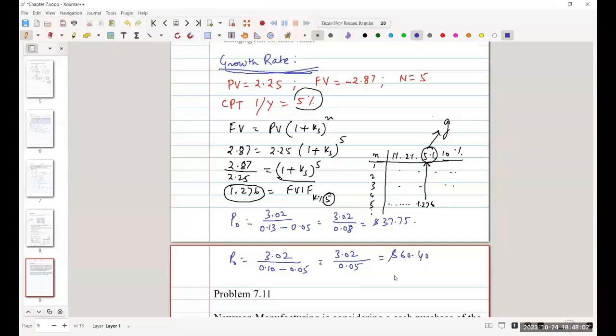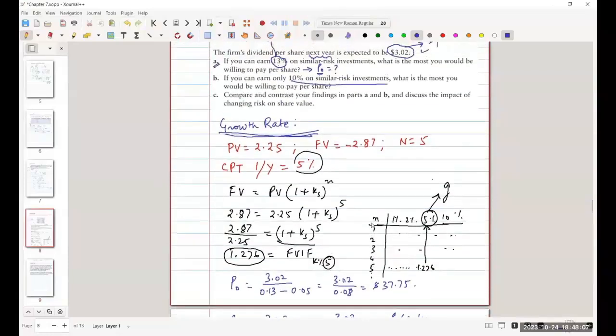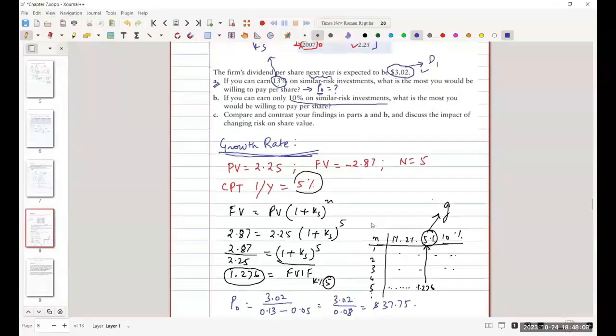All right, let's see, what do we have here? So was there any other question? Part C had said, compare and contrast your findings in parts A and B and discuss the impact of changing risk on share value. You know, we have established that relationship before in a previous problem, that as your risk perception increases, then that will lead to an increase in the required rate of return. And if the required rate of return increases, the share price will fall. Of course, the opposite will be true as well.